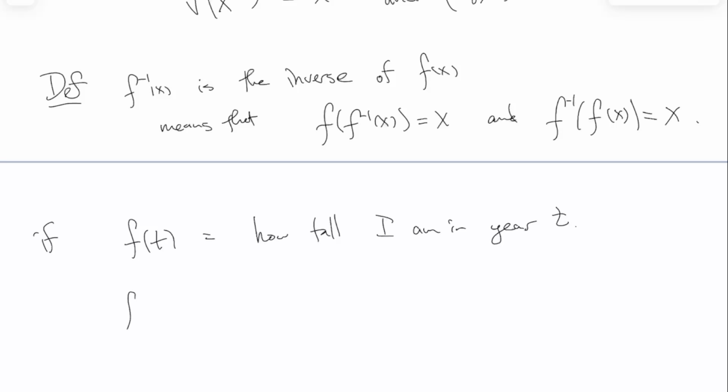So f inverse would be the opposite. And in the real world, usually people like to use a different variable for this. So maybe I'll say h for height.